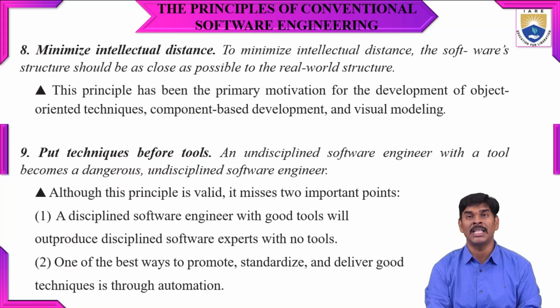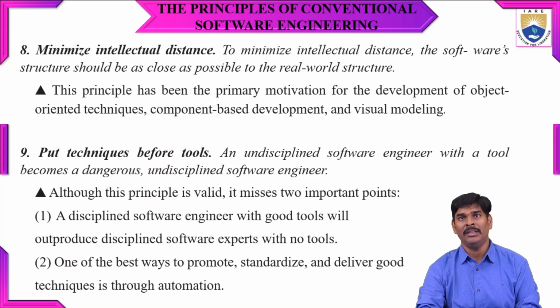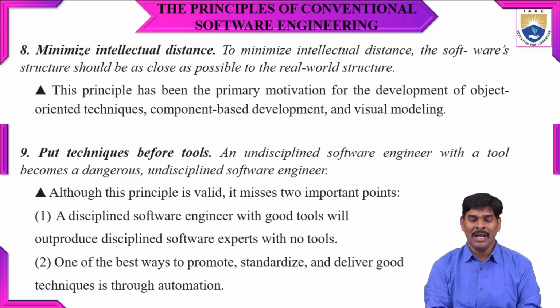It means the length of the code can be minimized here. Next one is put techniques before tools. It means the techniques have to be implemented. We have disciplined and undisciplined software engineering. Disciplined software means good people who know how to use the technology, the techniques and the tools.